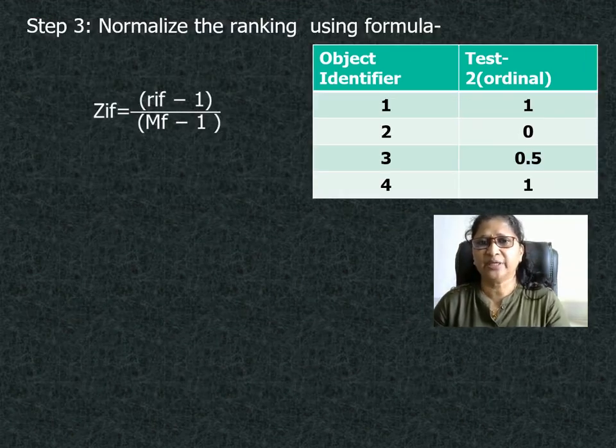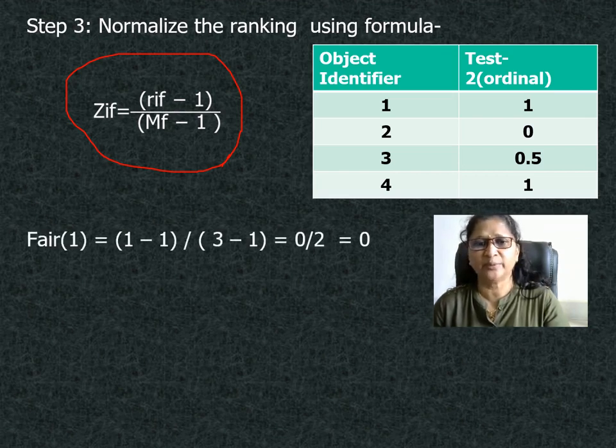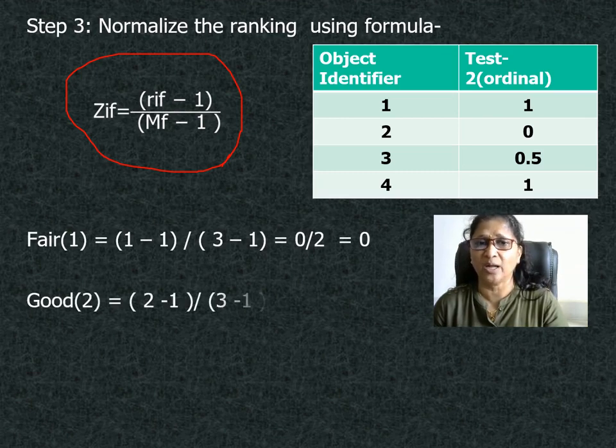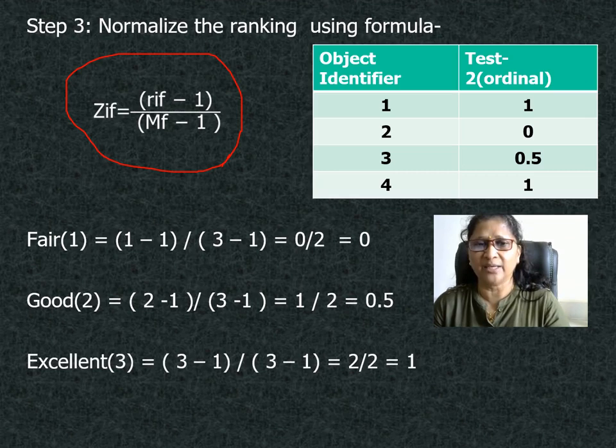So next step is we have to normalize these values using our formula: Zif is equal to (rif minus 1) divided by (Mf minus 1). Mf is 3 because we have 3 states. So using this formula we now compute the normalized value for all the 3, that is good, fair and excellent. Substituting the values here, we get the normalized value for fair as 0, good as 0.5 and excellent as 1. And we substitute these values here in this table.